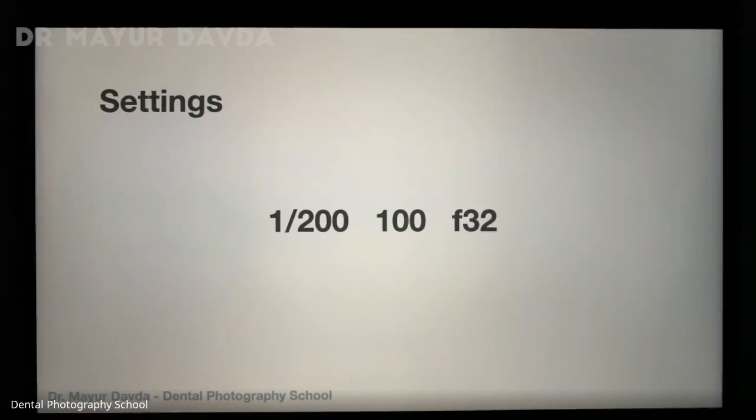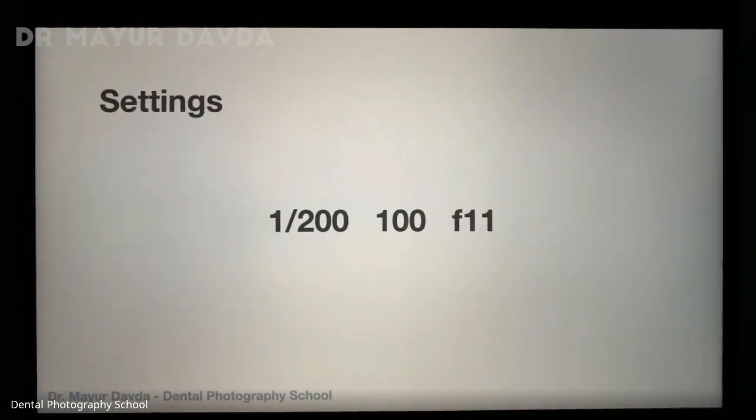for intraoral, I suggest these settings if you are using a ring flash. So shutter speed of 1 by 200, ISO 100, and f32 is what I usually recommend for Canon users. If you're a Nikon user, if you can go higher than f32, like f40, you should ideally. So these are the only settings that I use in my clinic.